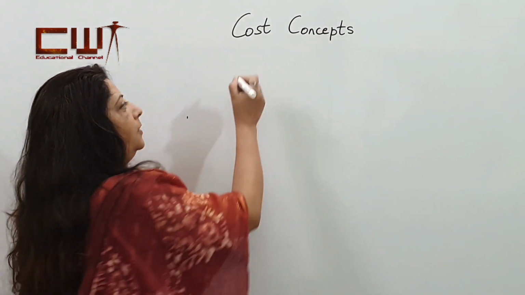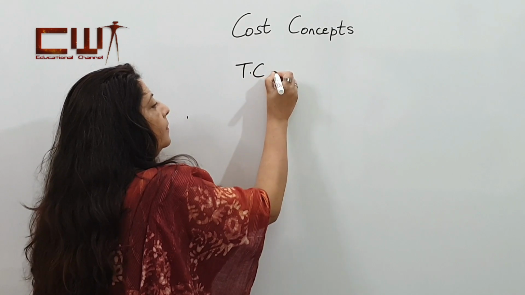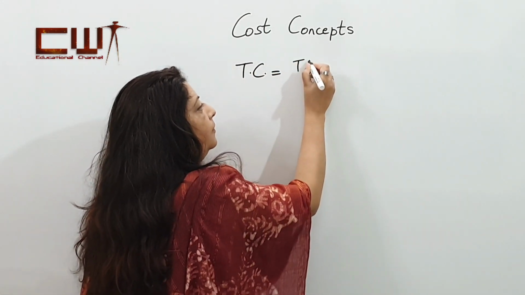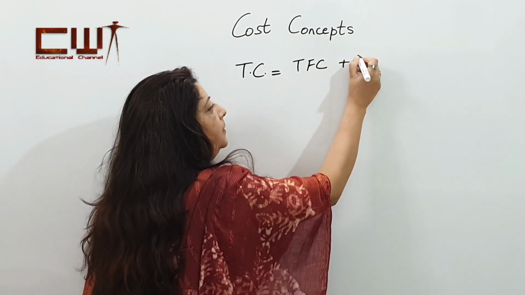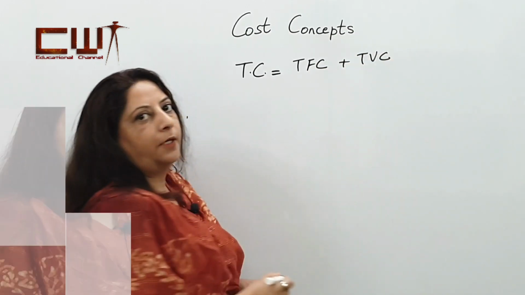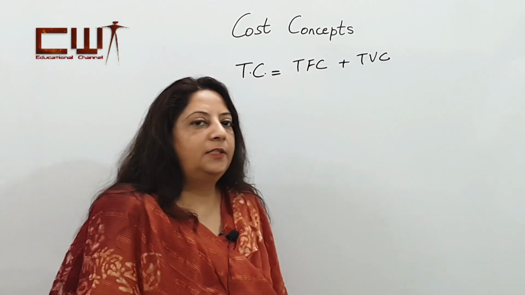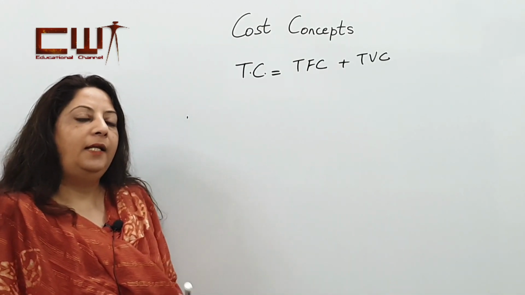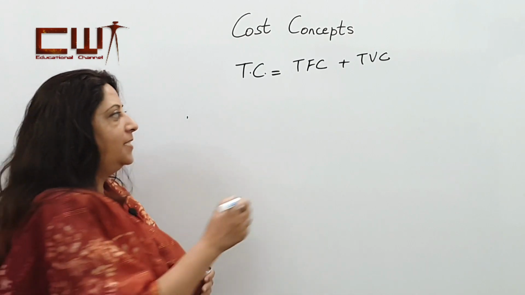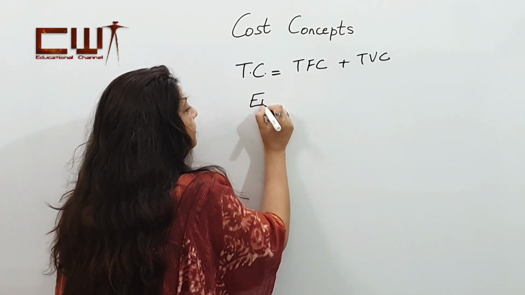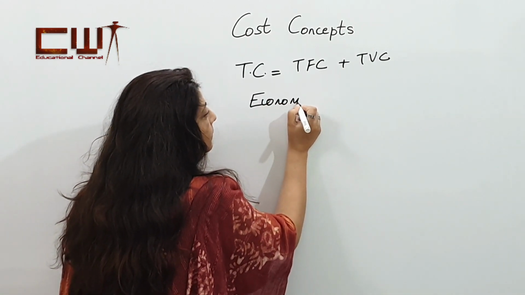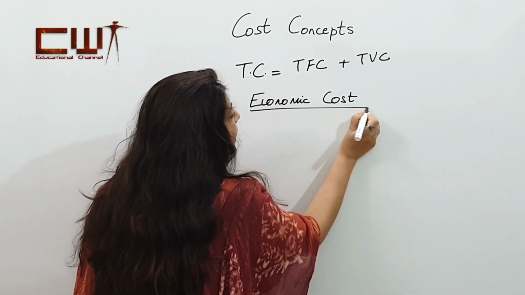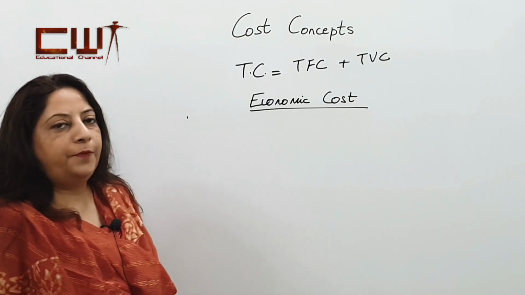So, total cost will constitute our total fixed cost plus total variable cost. Before discussing the concepts of total fixed cost and total variable cost, let us first understand what is an economic cost. Economic cost of a product or economic cost of production.